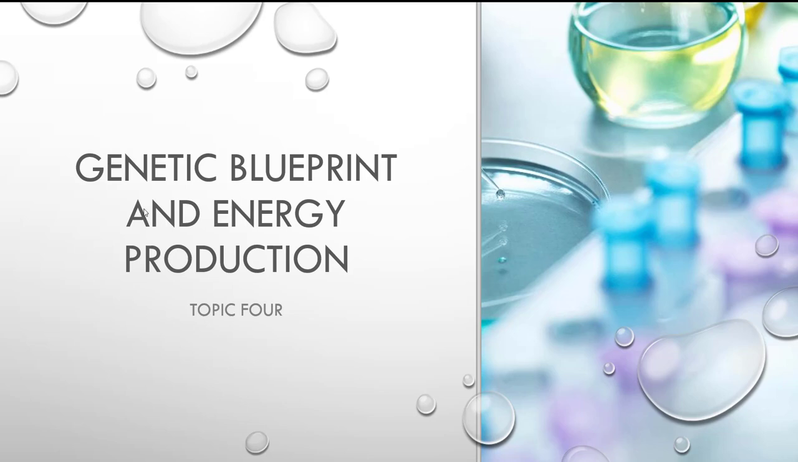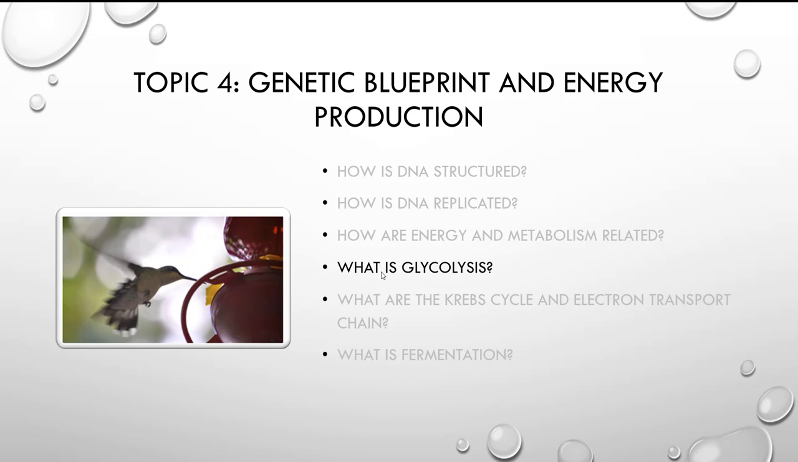Welcome back, everyone. So we are going into part 4 of our topic 4, genetic blueprint and energy production. So we've already talked about ATP and all the chemical reactions in our body and things like that. So we're going to start getting into exactly how we take our glucose, that nutrient that we obtain from breaking down our carbohydrates, and extracting cellular energy from that to get that ATP. So we're going to start out by learning about the process of glycolysis.